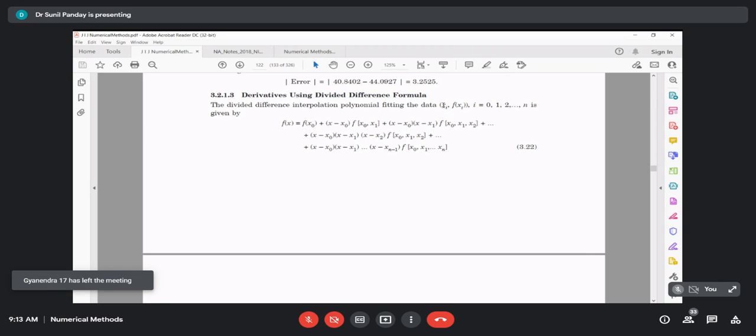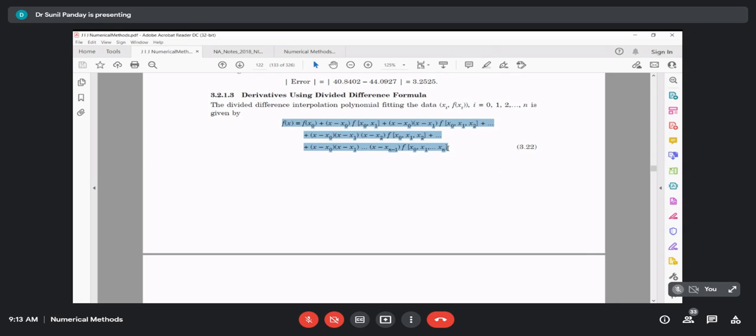Suppose we have n plus 1 data points xi, f(xi), and they are now unequally spaced. It means there is no such relation as xi equals x naught plus ih. Such a relation is not available in the xi's. So if we have unequally spaced data of n plus 1 data points, we know this is the formula known as the Newton divided difference interpolation formula.